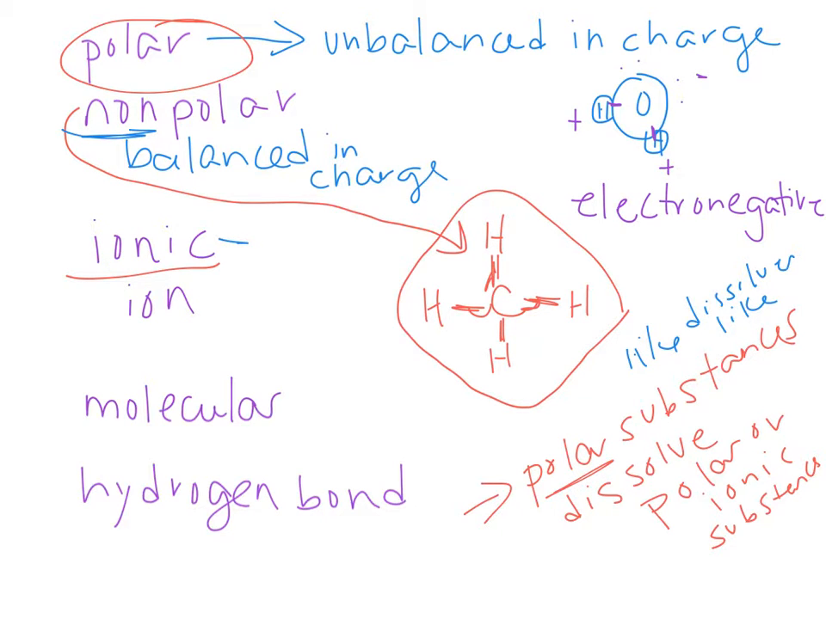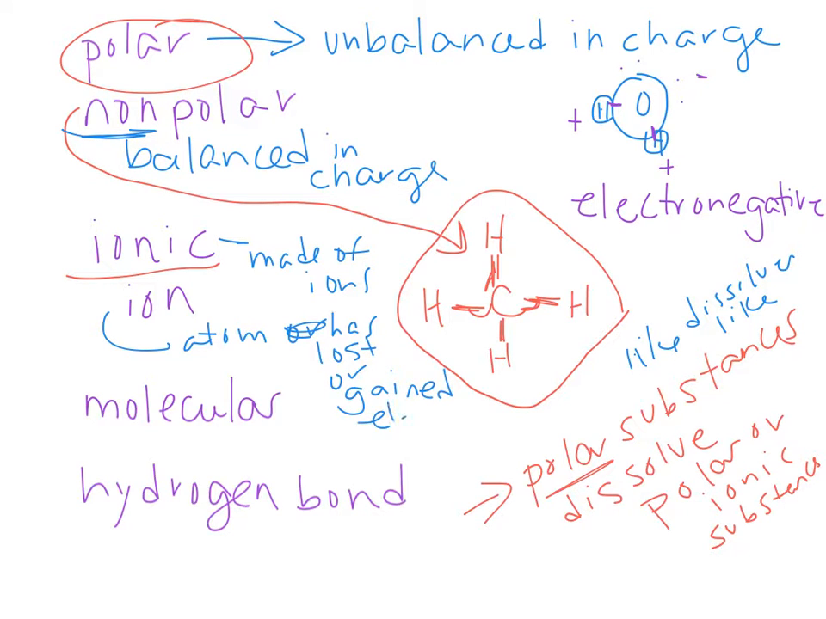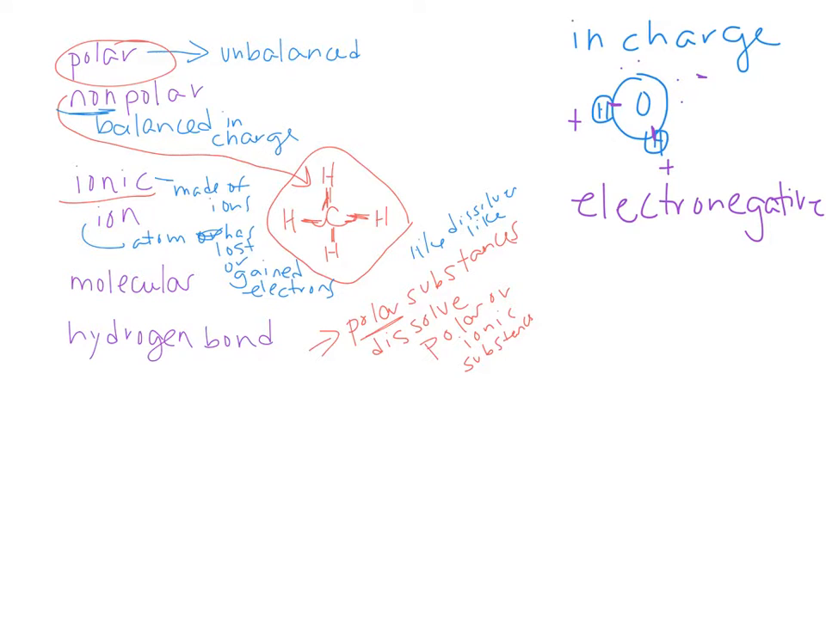Ionic means made of ions, and hopefully you remember what an ion is. An ion is an atom that has lost or gained electrons. My page is getting too messy, so I made it smaller.